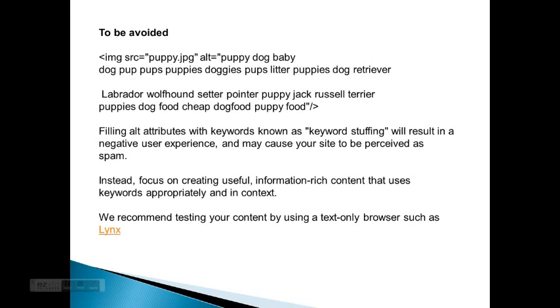To be avoided: img src puppy.jpg, alt equals puppy, dog, baby dog, pups, puppies, dogs, litter, dog retriever, and you can go on. Stuffing the attributes with keywords is known as keyword stuffing and results in a negative user experience and may cause your site to be perceived as spam. Instead, focus on creating useful, information-rich content that uses keywords appropriately and in context. We recommend testing your content by using text-only browsers such as Lynx.